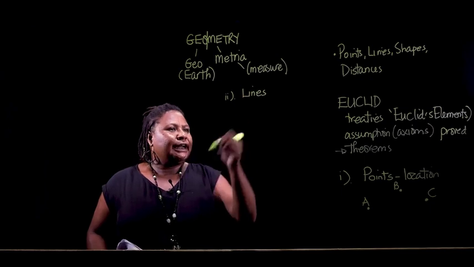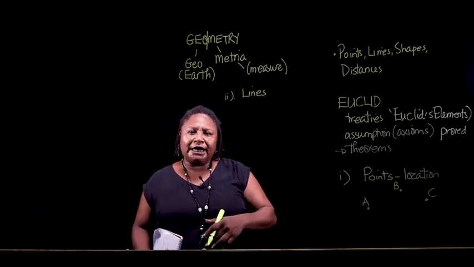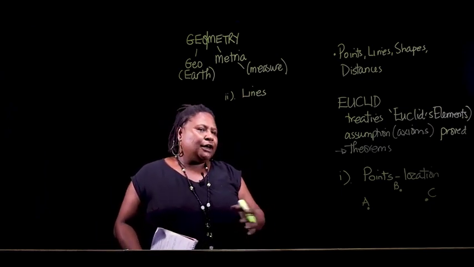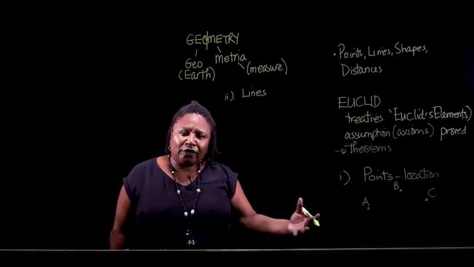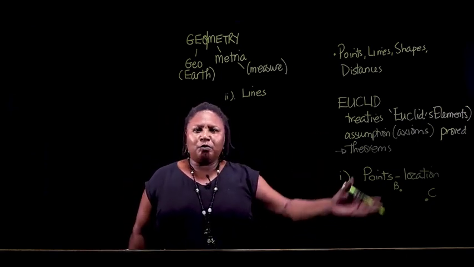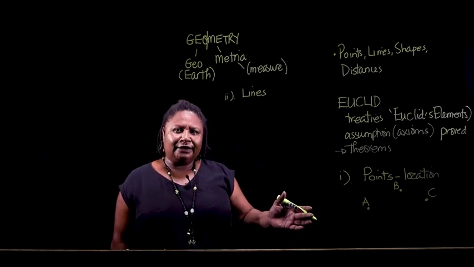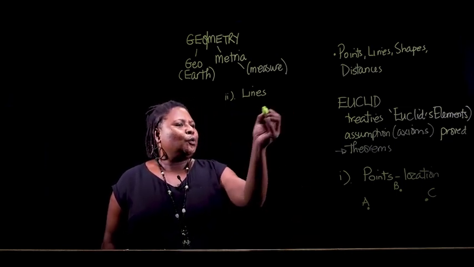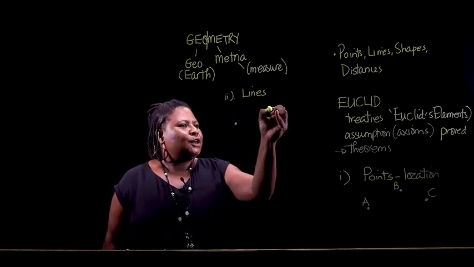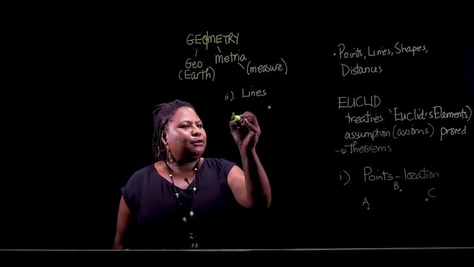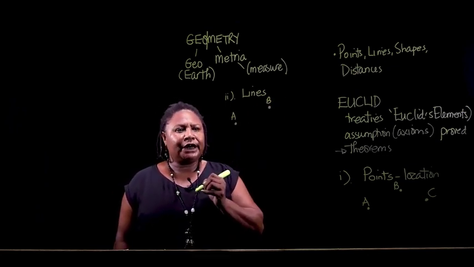Right. There are 3 different types of lines we're going to look at today. Of course, I've said it already. Lines are formed when 2 points are connected. So let's give point A and B again here.